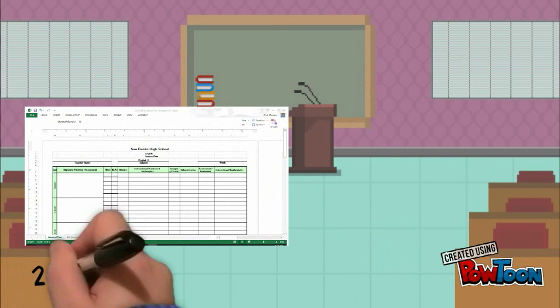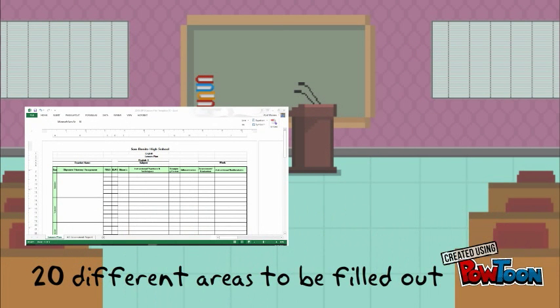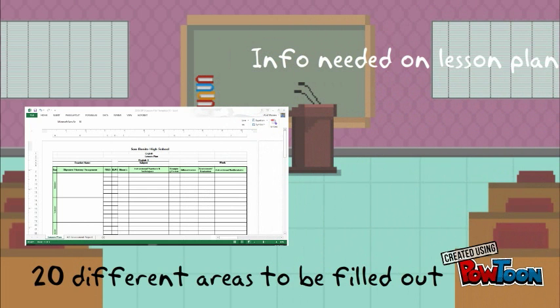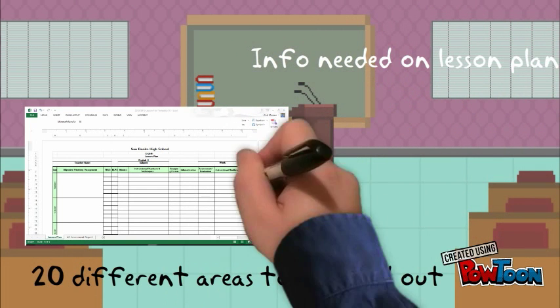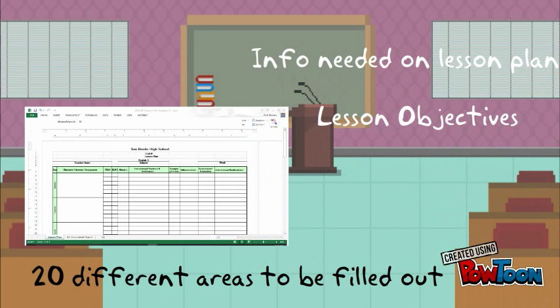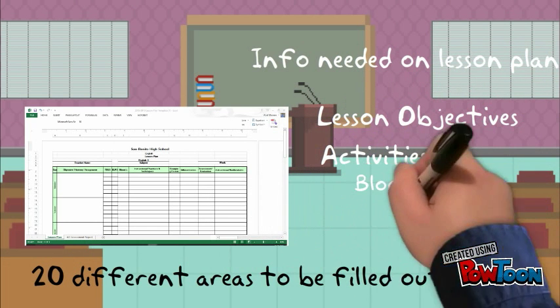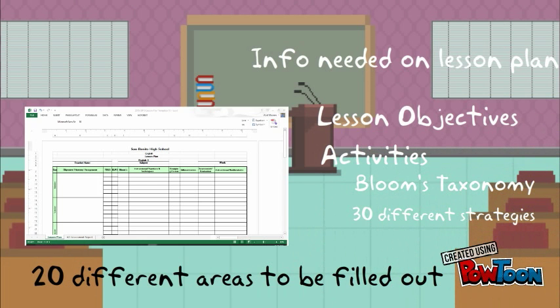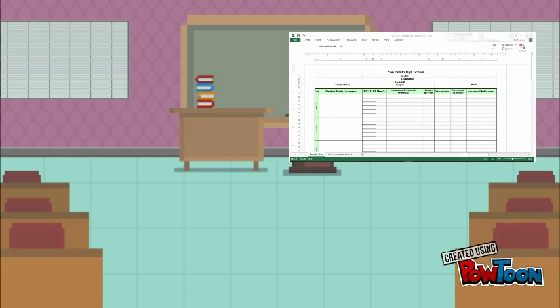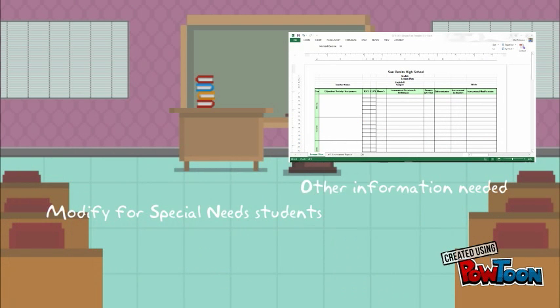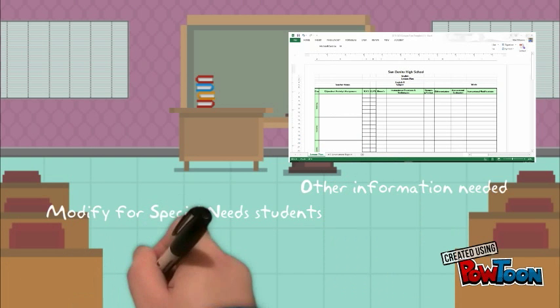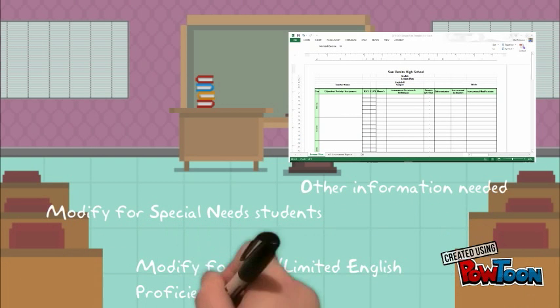The complicated lesson plan had 20 different areas to be filled out. The information in these areas ranged from understanding how to develop lesson objectives to the types of activities to be done in the lesson using Bloom's taxonomy and over 30 different instructional practices and techniques. As well, most of the other areas to be covered in the lesson plan included having knowledge of the best methods to modify for special needs kids and students whose second language is English.